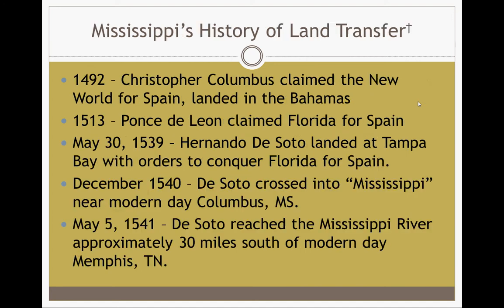Okay? So just a brief look at the history of land transfer and how land was transferred and how Mississippi came to be. Now, some of this is going to be repetitive from the very first lecture, but I thought it might be good to just talk about Mississippi a little bit.